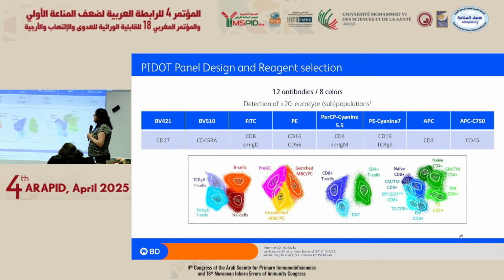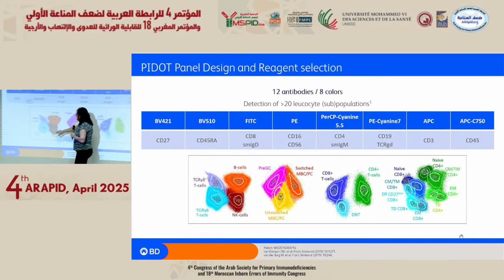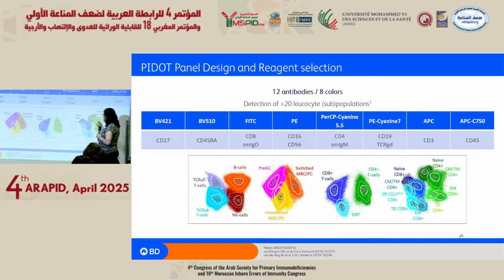So this is the panel design for the PID tube. You can detect with 8 colors and 12 antibodies more than 20 leukocyte subpopulations. At this moment, it's around 27 that appear in the software. Here you can see they also developed some visual images where you can see the T cells, B cells, and NK cells separated. Here you can see the maturation: pre-germinal center, switched and unswitched cells. In the T cell compartment, CD8, CD4, and then in the maturation stages, naive, transitional, and effector cells for CD8 and CD4.